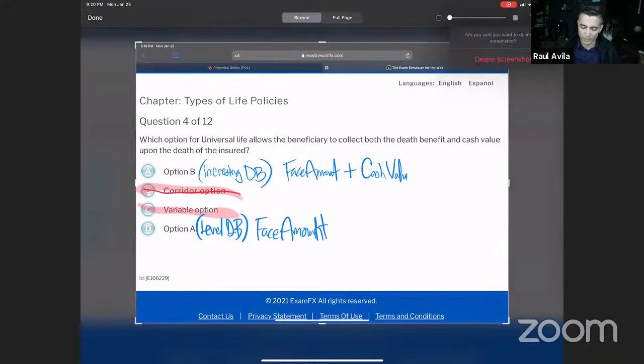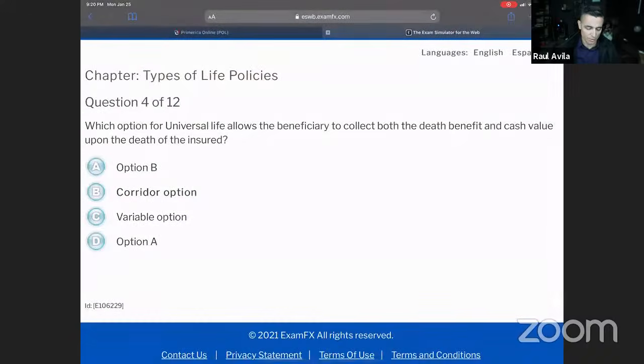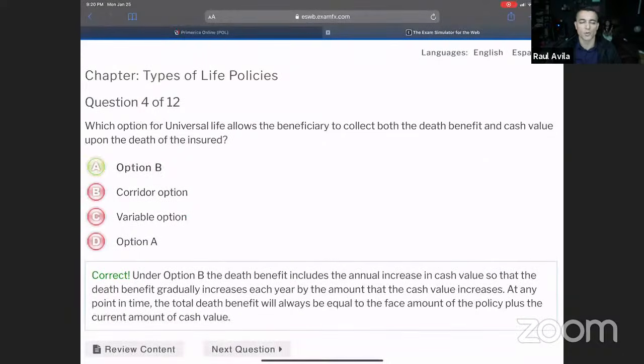So, okay, let's go ahead and stop this. The beneficiary collects both, option A. Option A is both. Option B. Option B is both death benefit and the cash value. Yes, PHP loves to sell universal life. And the specific universal life that they sell is called index universal life. Index universal life. It's a ripoff. Go ahead and screenshot that. Let's go to the next one.